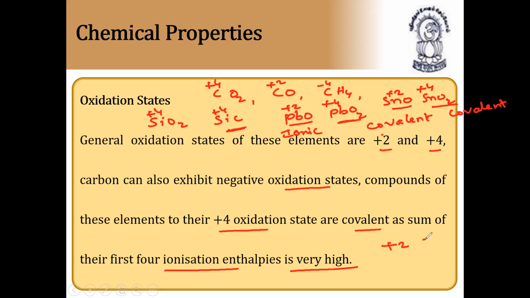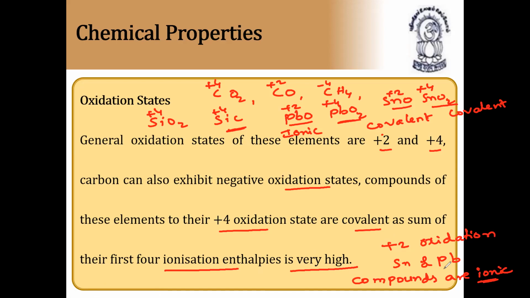So +4 oxidation state compounds are covalent as the sum of their first four ionization enthalpies is very high, and +2 oxidation state, that is only for tin and lead, compounds are ionic, and moreover they are basic also. So that is the trend of oxidation states. Oxidation states trend is very, very important.